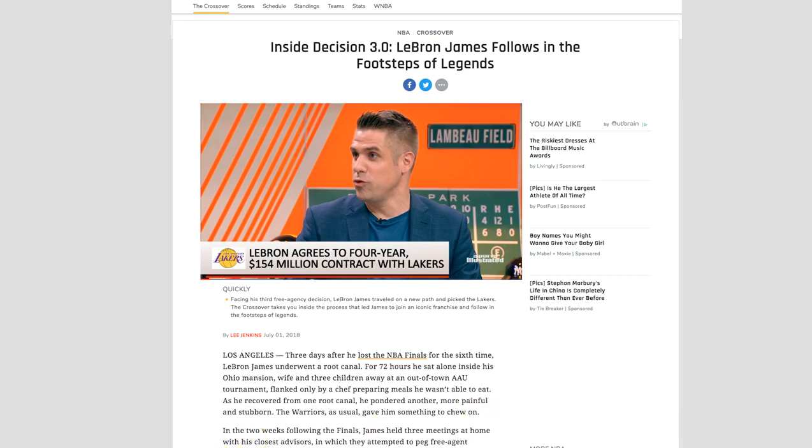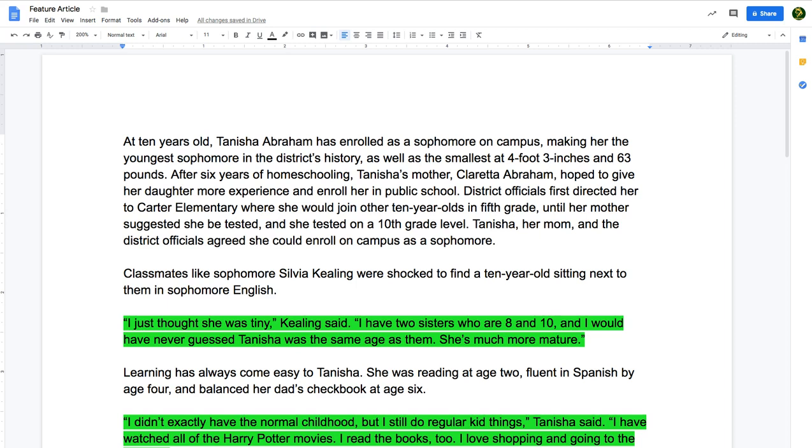So let's go back to our sample article. We know what is unusual about this story. The story that we're working on here is about a 10-year-old that is a sophomore in high school.